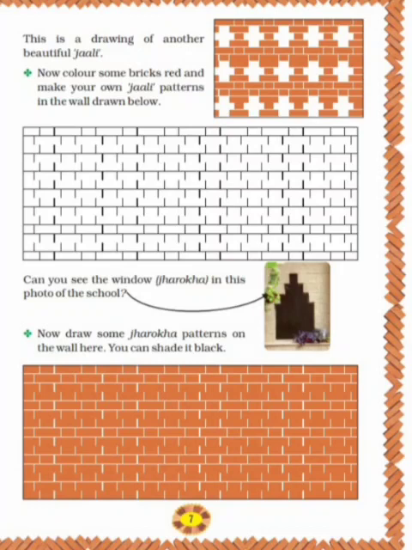Before we start this, we have to understand what a jharokha is. The jharokha is a stone window projecting from the wall face of a building. Now students, you can make some jharokha patterns on the wall and shade them black.